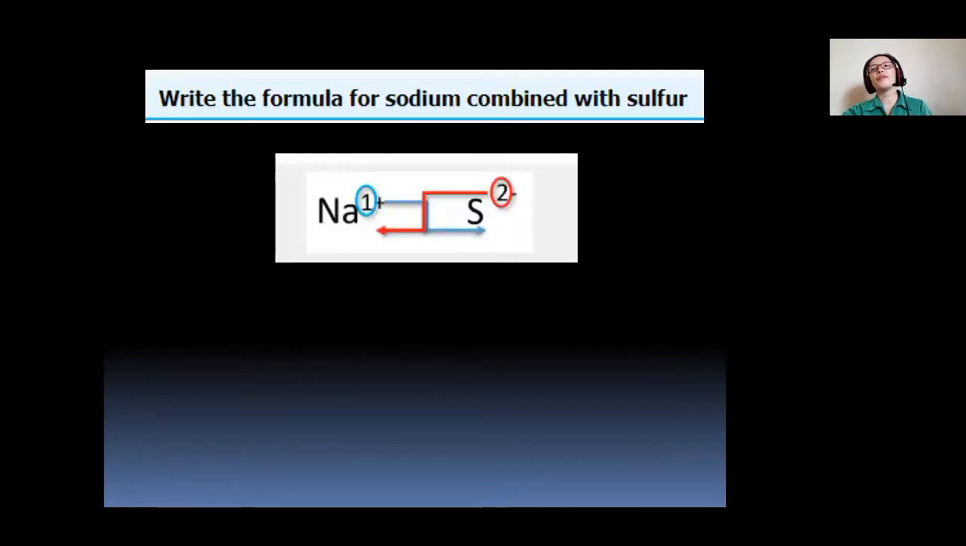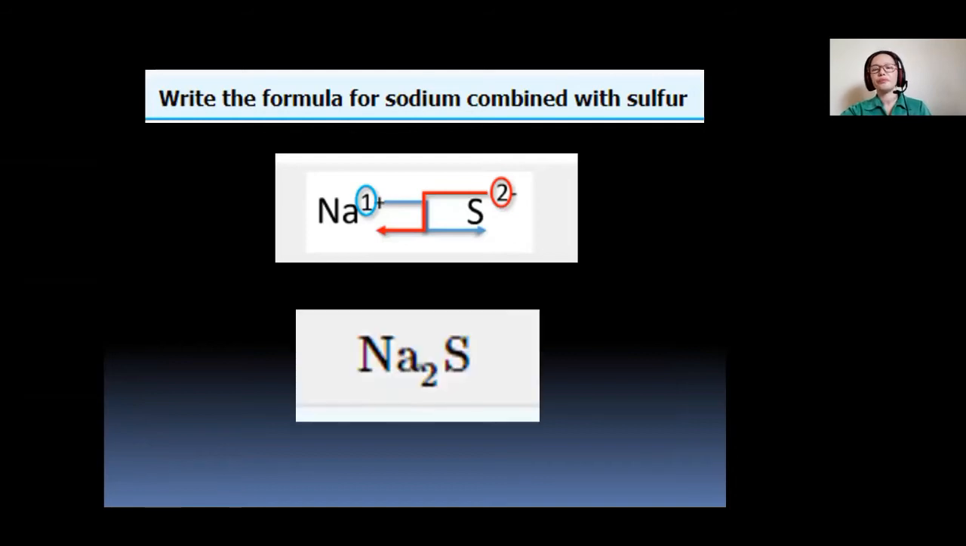Say for example, if you have sodium and sulfur. Sodium is positive 1 and sulfur is negative 2. So if you do crisscross, the 2 from sulfur, you put that on sodium, and the 1 from sodium, you put that on sulfur as a subscript. Therefore, its chemical formula is Na2S. The positive charge and the negative charge here add up to 0 because 2 multiplied by positive 1 is positive 2 and 1 multiplied by negative 2 is negative 2.